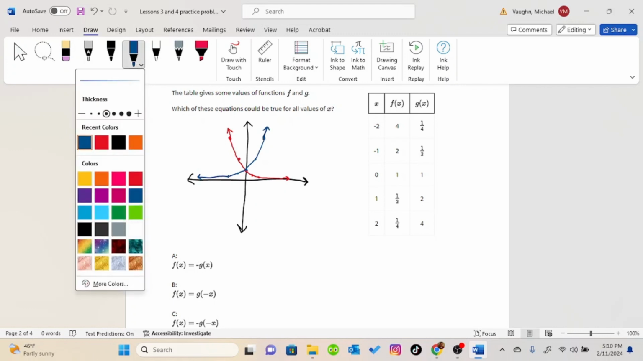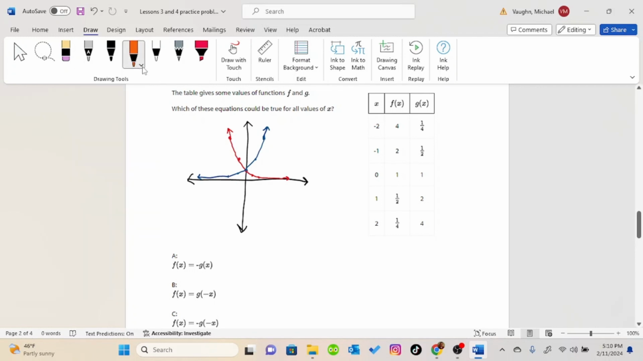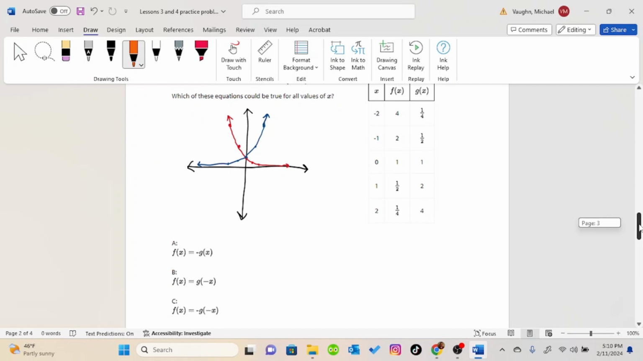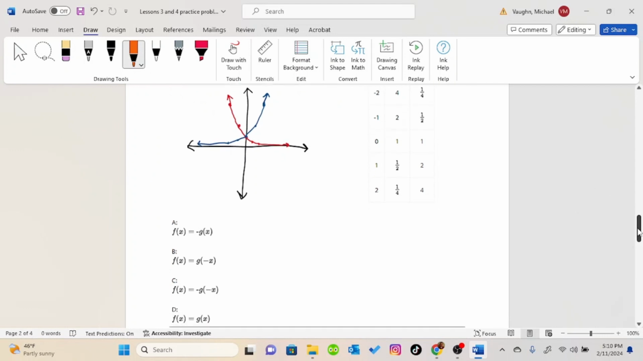So, if we go through and look at what the equations are telling us, A has the negative outside of the parentheses. So this would turn our y values negative. This is what it looks like when we reflect across the x-axis. In other words, flip it upside down. We can see that that's not what happened in our graph.